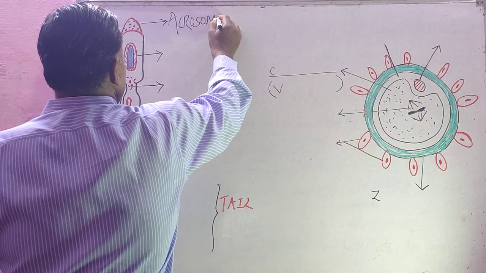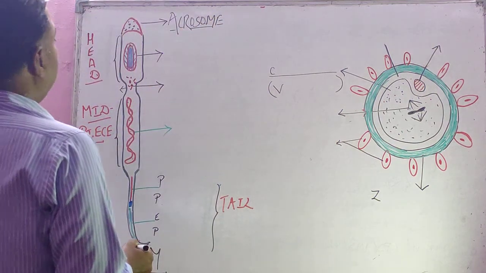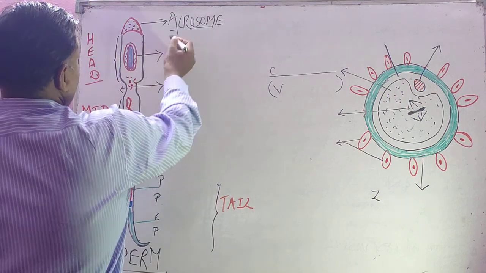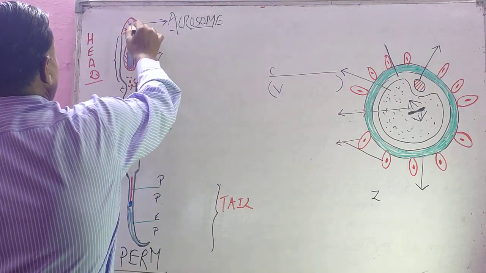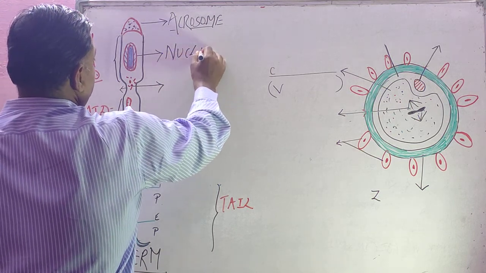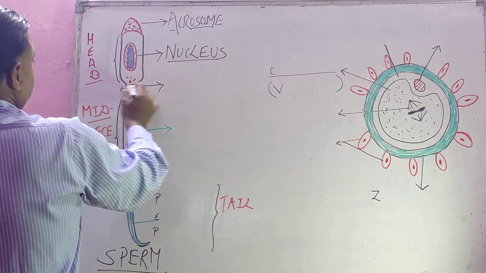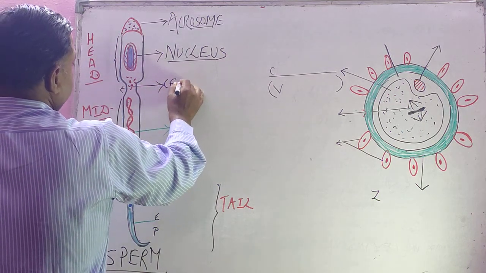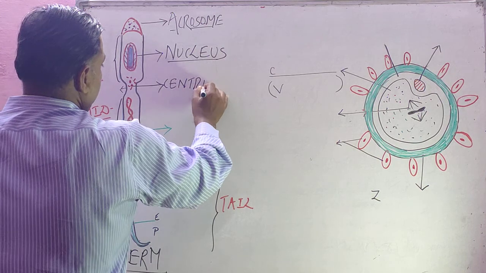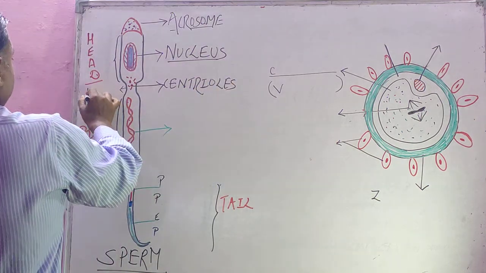Acron means head, and soma means the body. That is the cap of the head of the sperm, the acrosome, made up of Golgi complex. And this is the nucleus. Then in the neck region, there is the centriole. This is the neck region.